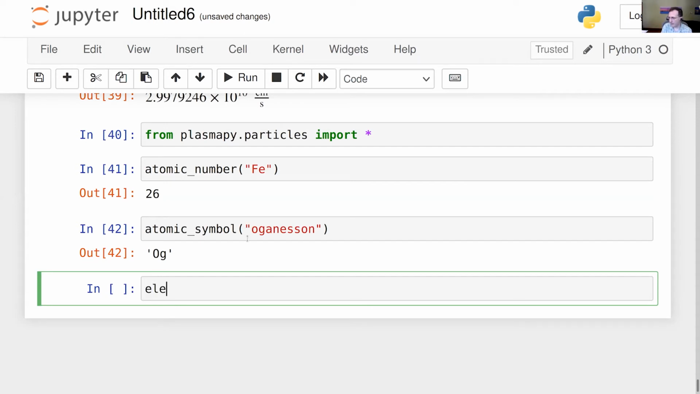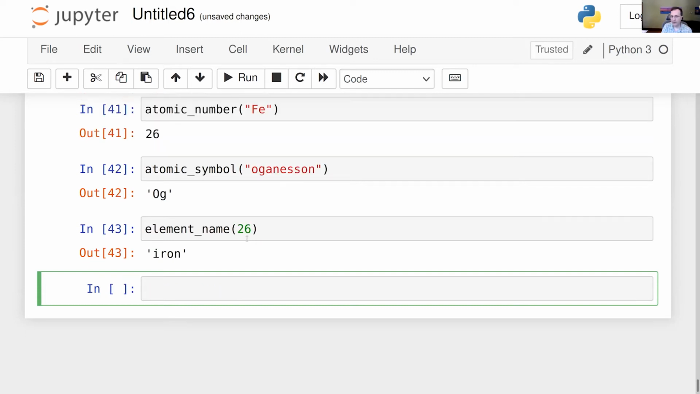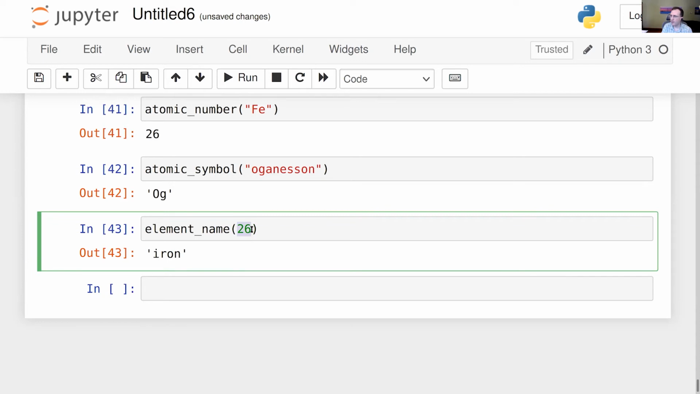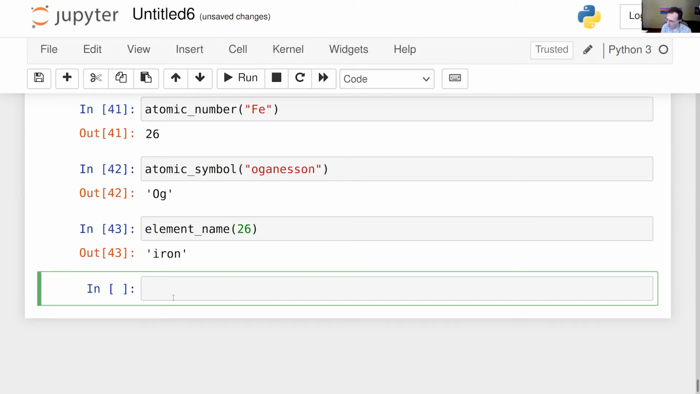We can also get, oops, that's not right, element. We can get the name of an element with element name, and we can put in, say, 26 as the value. So the input here is treated as the atomic number when we provide a number with it. All right.